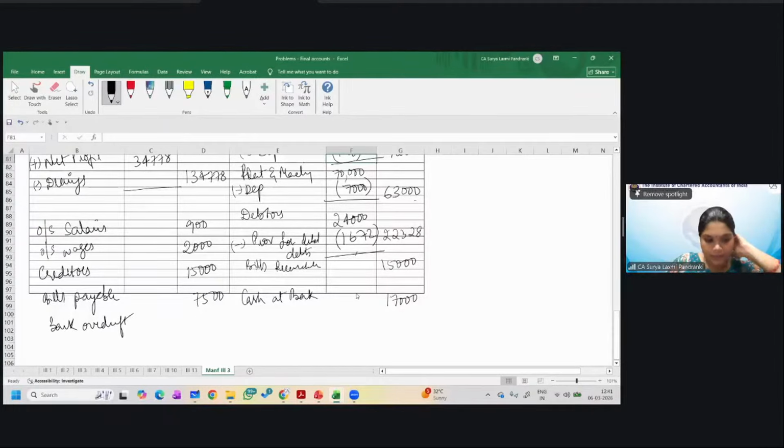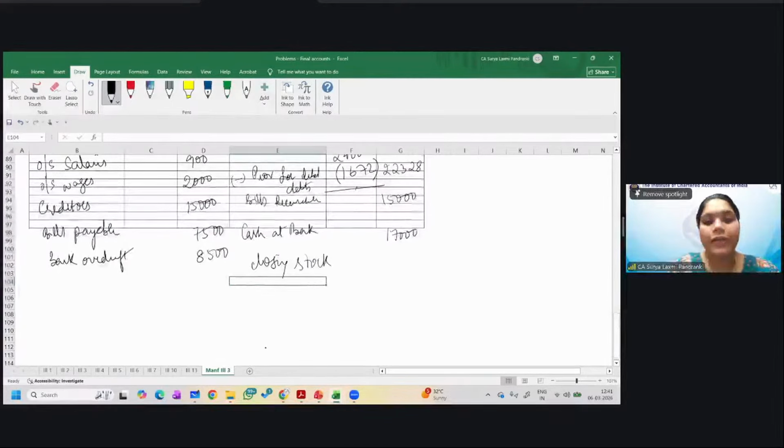Okay. Anything else? Anything else that we had? We have to take closing stock, no? Closing stock, we had 3 different items, not just one. So we had raw materials, we had WIP, and we had finished goods. So we have to take all of them.